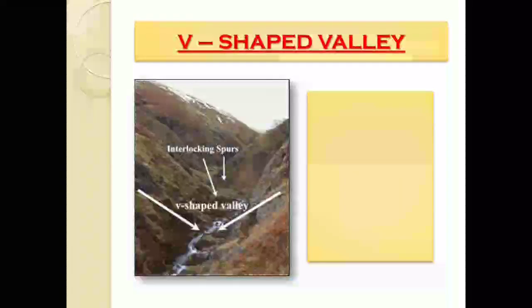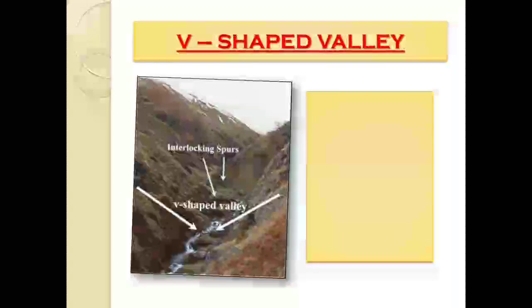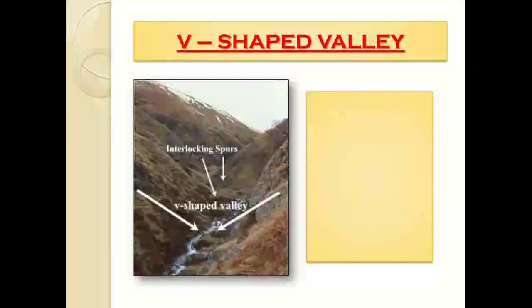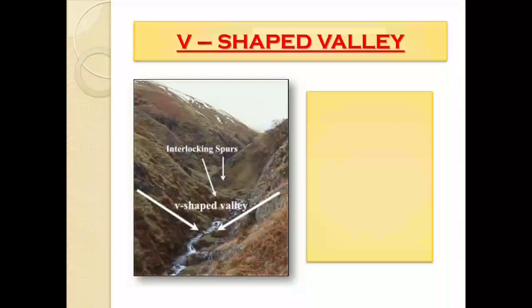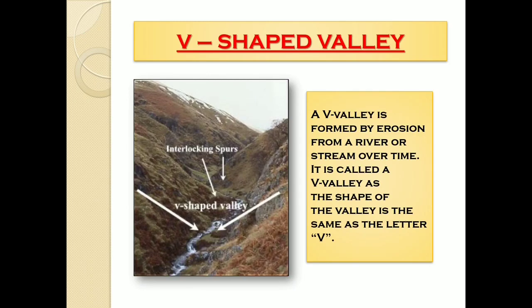V-shaped valley. You can see a picture of V-shaped valley. It looks like a V shape and you can see spurs, interlocking spurs. What is it? A V valley is formed by erosion from a river or stream over time. It is called a V valley as the shape of the valley is the same as the letter V.